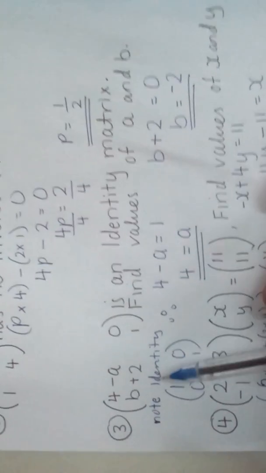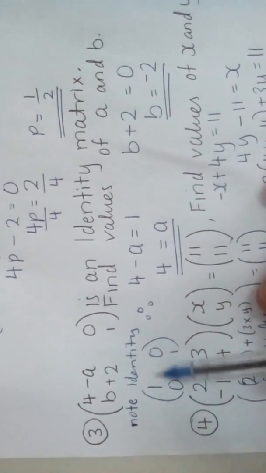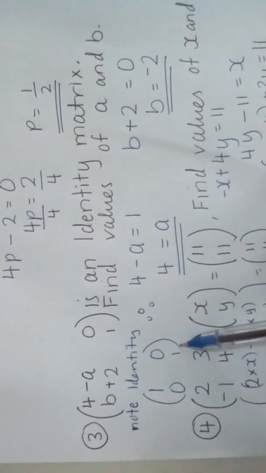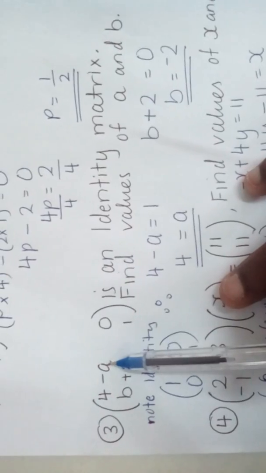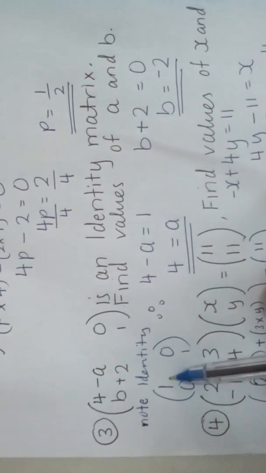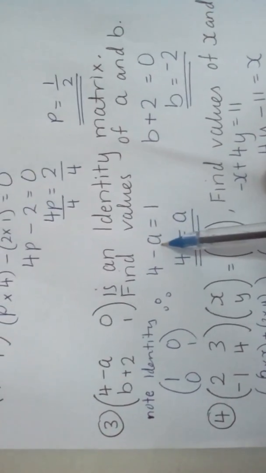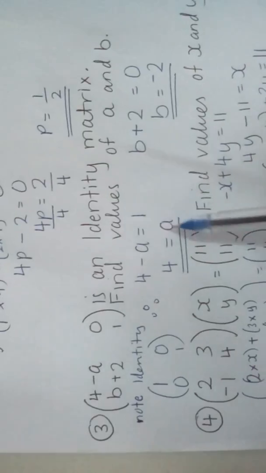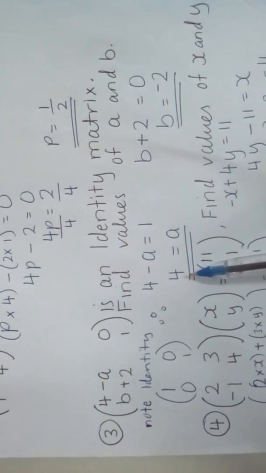Now, we always know that an identity matrix will have 1, 0 and 0, 1. So if we are told on this position we have 4 minus A, this means that position is exactly equal to 1. So we shall have 4 minus A is equal to 1. We shall shift A this side, and hence A is equal to 4.